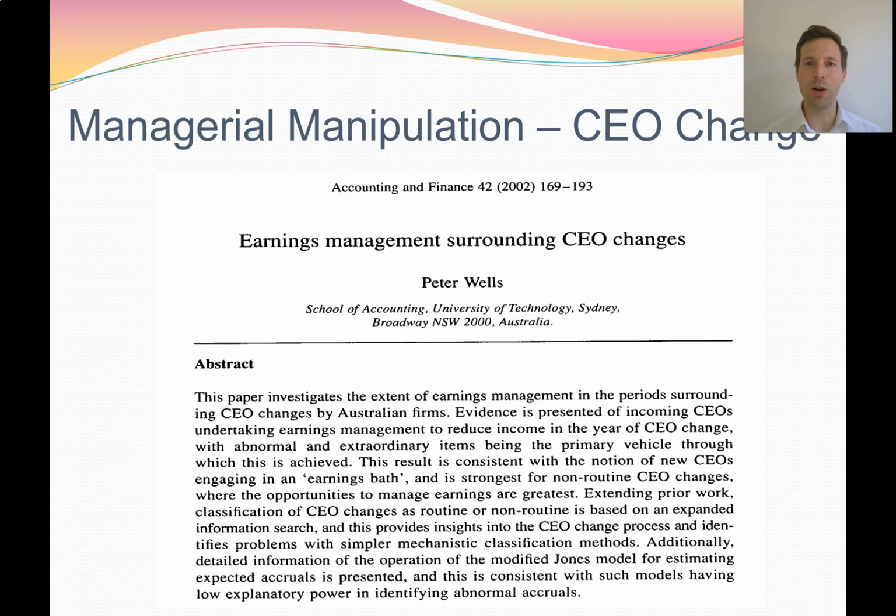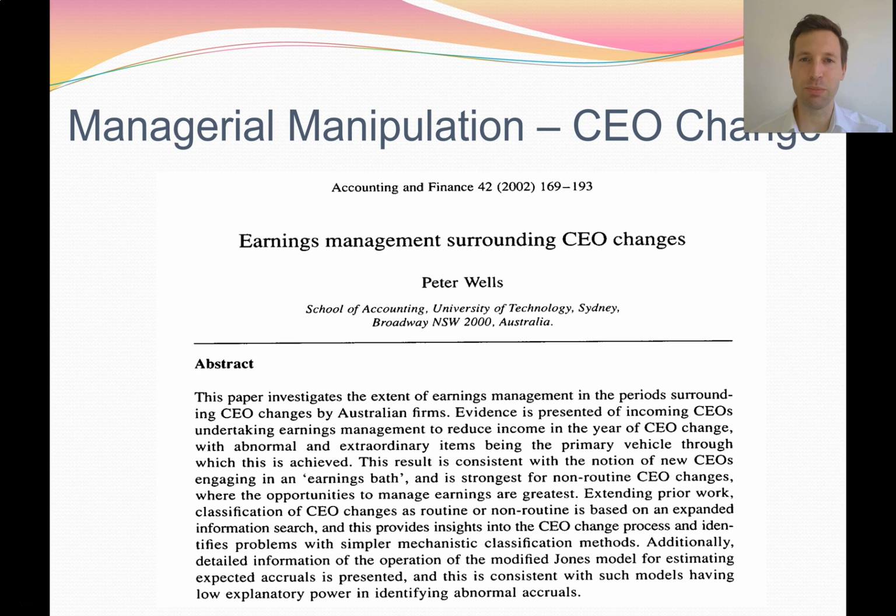In this paper by one of UTS's professors, Professor Peter Wells, who you may have seen in other subjects, especially teaching standards, he looked at when CEOs change. When a company has a change in CEO, he finds that earnings management is present. When a new CEO comes in, they are very likely to engage in what's called big bath accounting. And what they'll try and do is they'll try and bring any expenses forward. So they might impair certain assets.